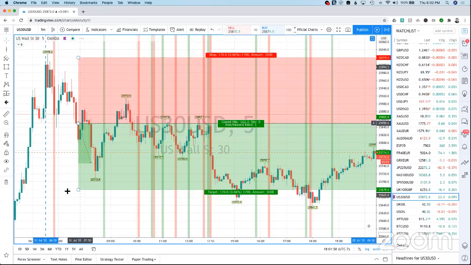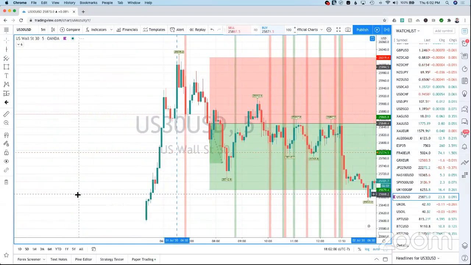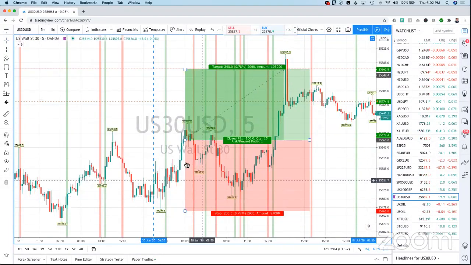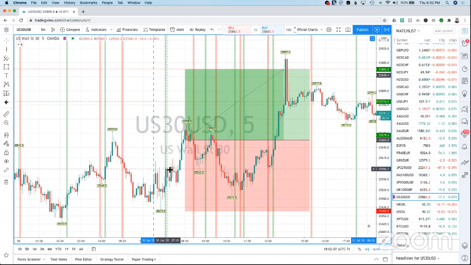So the 5-minute. Let's see, the 5-minute looks even better. Or actually, the 5-minute kind of matches up with the 10. So you can see that between the 5, 10, and 15, they fluctuate just a little bit, but sometimes the 5 matches up with the 15, sometimes the 5 matches up with the 10. It just really depends on market conditions.